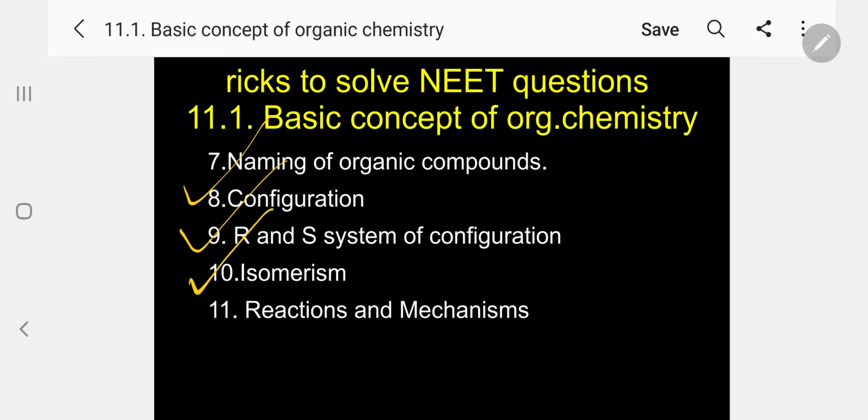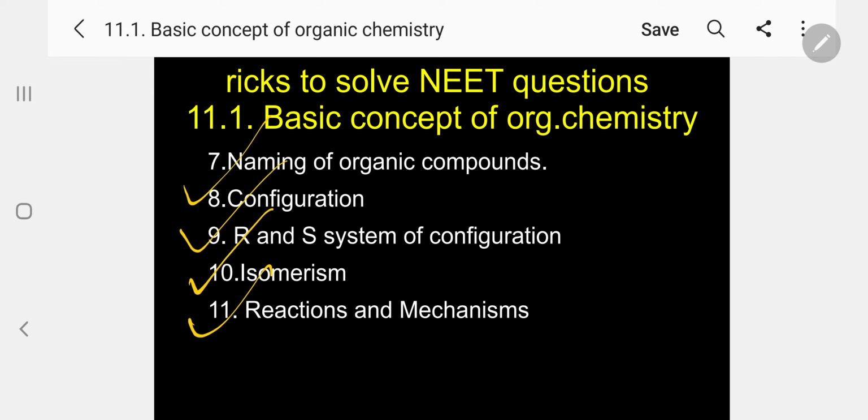Then isomerism of the particular compound we have to study. Then finally, reactions and mechanisms we have to study under the basic concept of chemistry. So these are the important topics. It will cover the entire organic chemistry. Please follow. These topics are common for all organic compounds, starting from alkane, alkene, alkyne, alkyl halide, alcohol, aldehyde, ketone, acid derivatives, nitro compounds, amines, cyanides, isocyanates, and biomolecules.